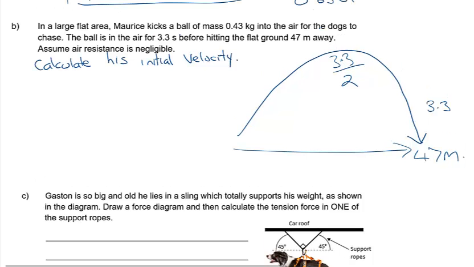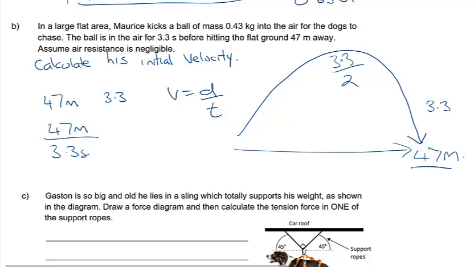Right, so we know the distance is 47 meters, and we know he was in the air for 3.3 seconds. We know the horizontal velocity is constant through that time, so we can use the formula: velocity equals distance divided by time. But hopefully intuitively you would kind of know that anyway. So if we do that calculation, we get 14.24 meters per second as the horizontal velocity. So that's the horizontal velocity we've got at the moment.